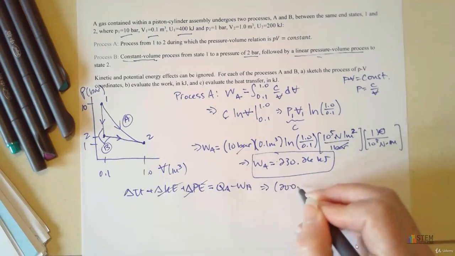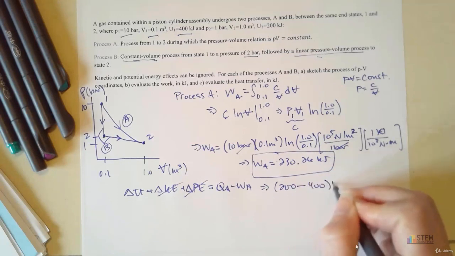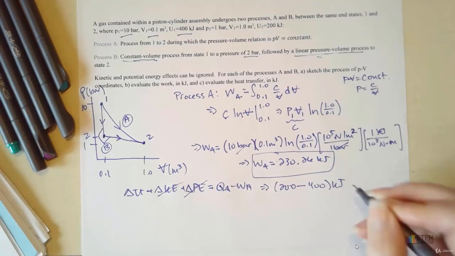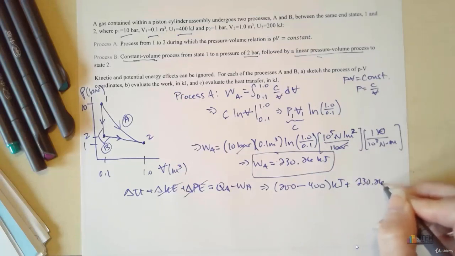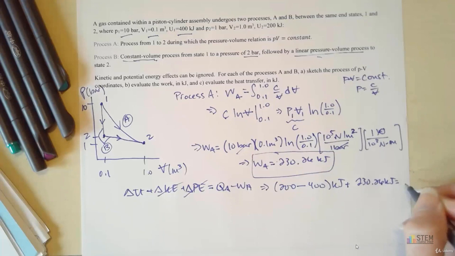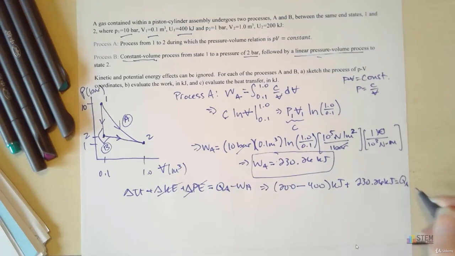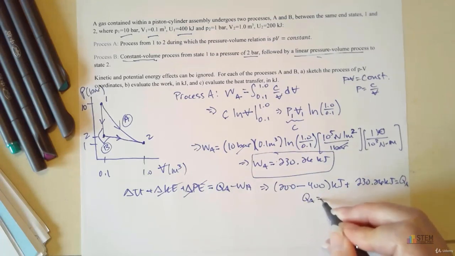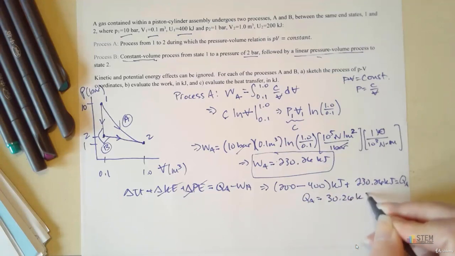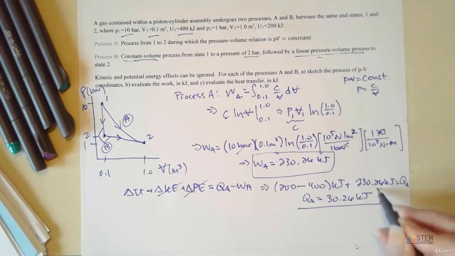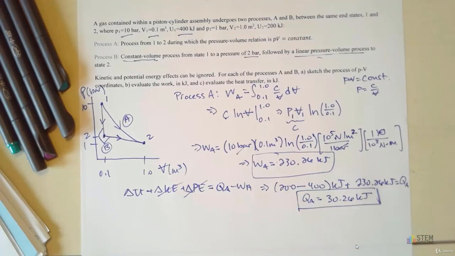We're going to have 200 minus 400 for the delta U, and then plus 230.26 kilojoules. That's going to equal QA. Go through and do the calculations. You get QA is 30.26 kilojoules. Now this is positive, so there's energy due to heat coming into the system.